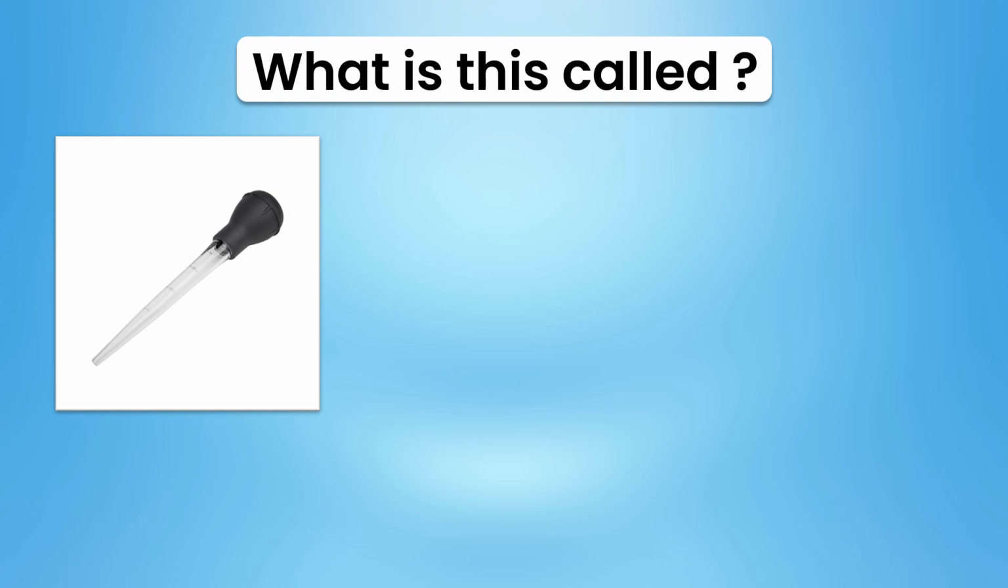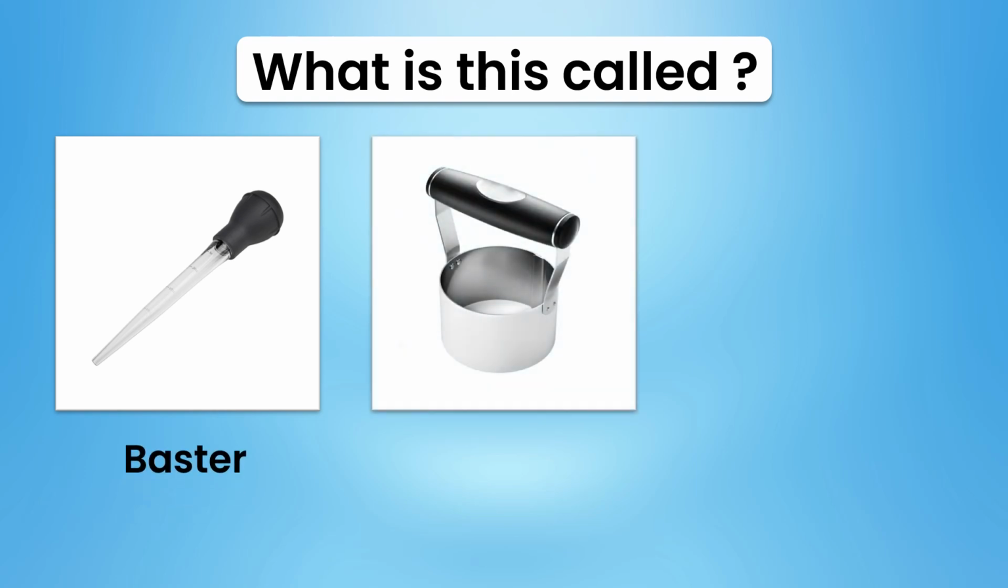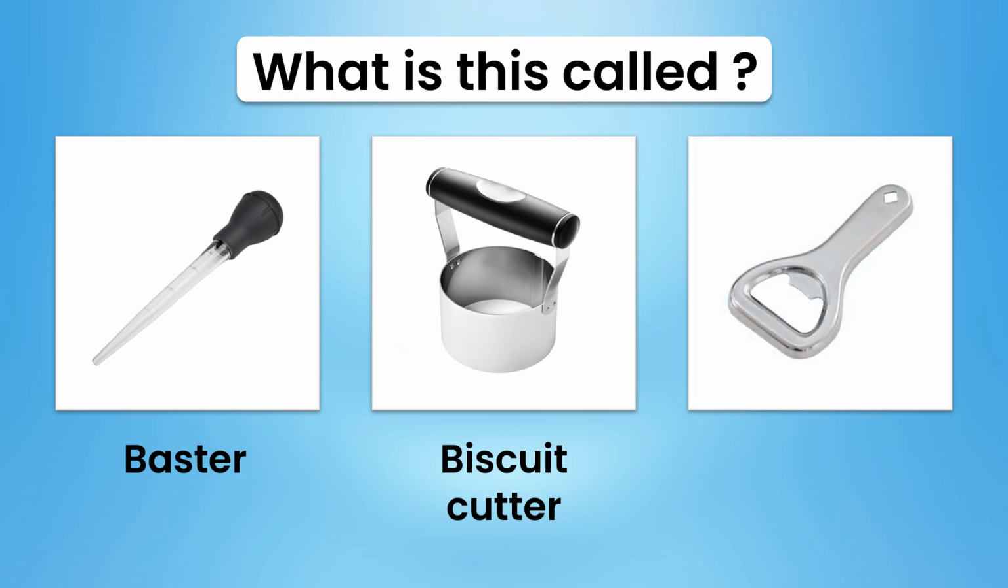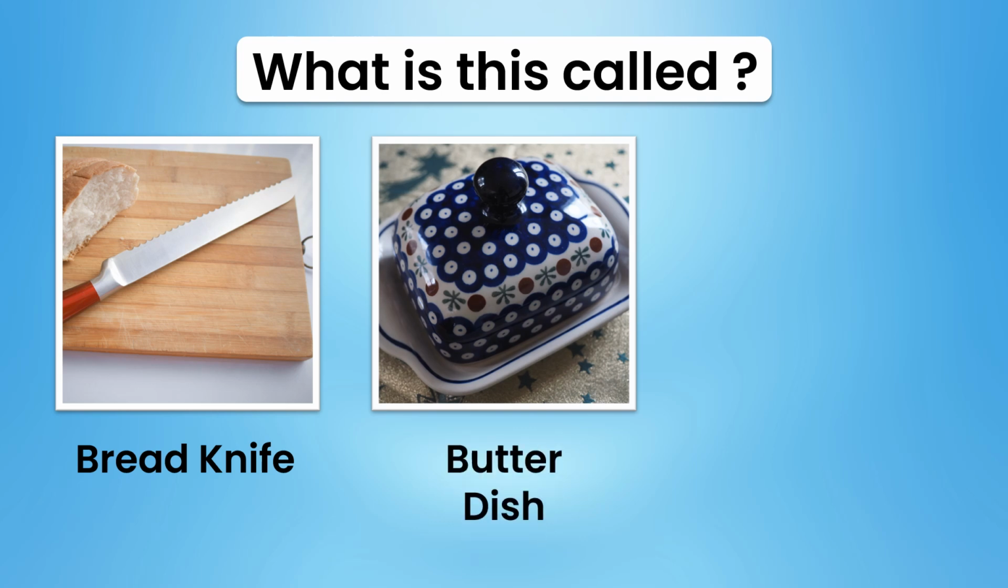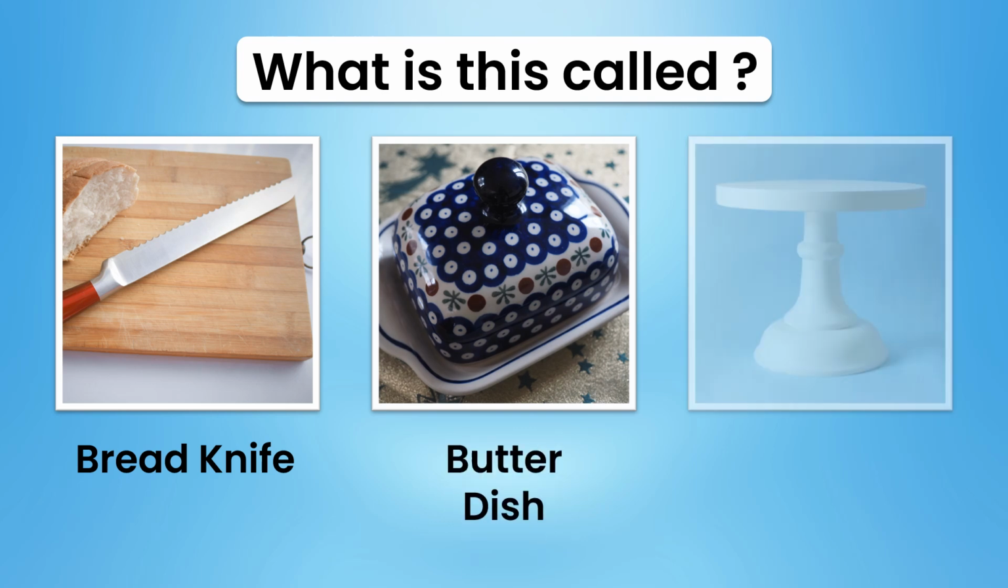What is this called? Baster. Biscuit cutter. Bottle opener. What is this called? Bread knife. Butter dish. Cake stand.